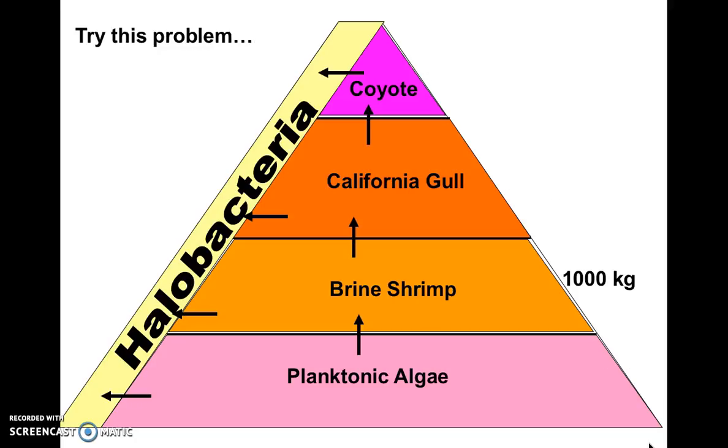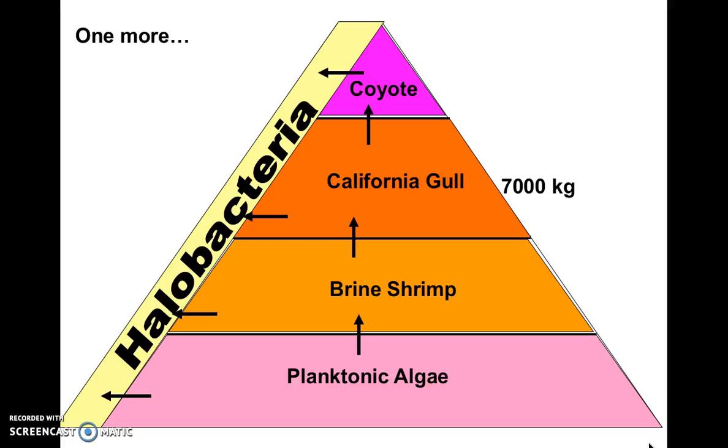So try this. If I had 1,000 kilograms of brine shrimp, based on the rule of 10%, the algae would be 10,000 because I have to go backwards. The California gull would be 100, and the coyote would be 10. So you do 10%. Again, when you go up, you drop a zero off. You move the decimal point one place to the left. When you go down, you move one place to the right.